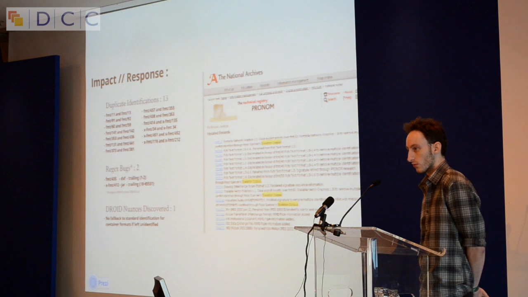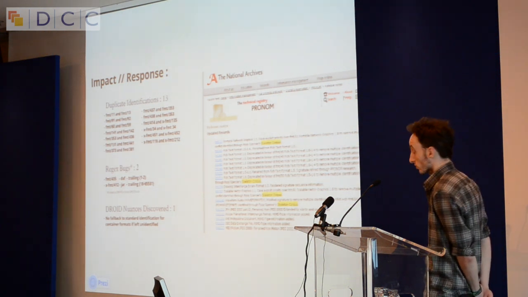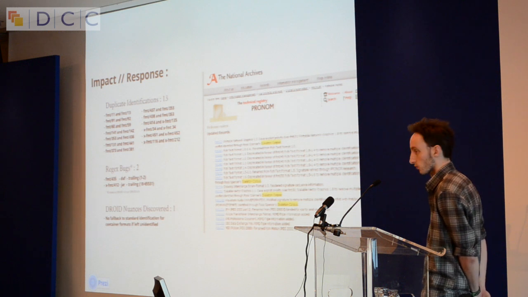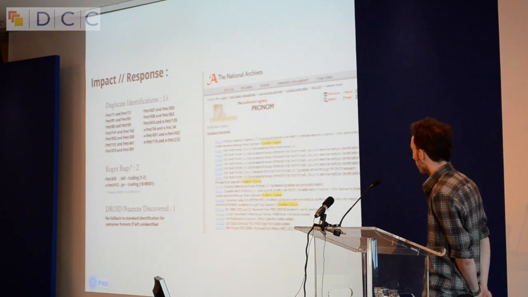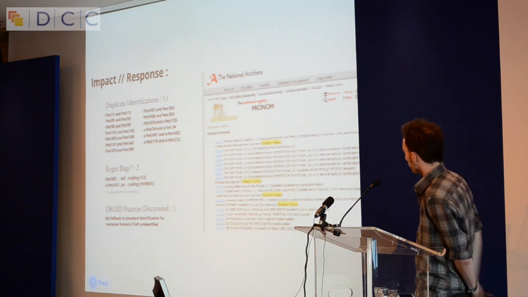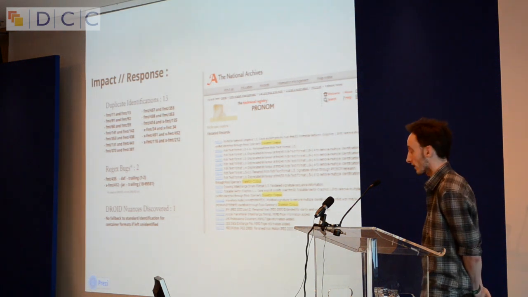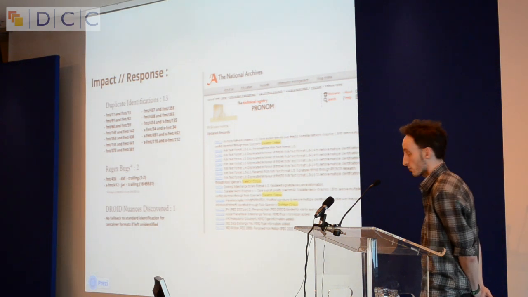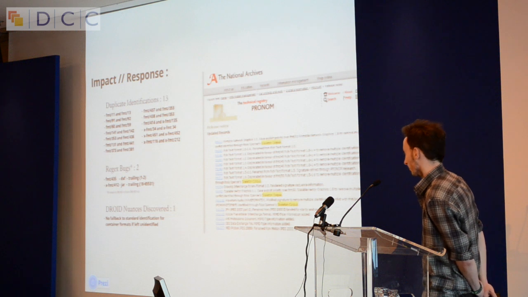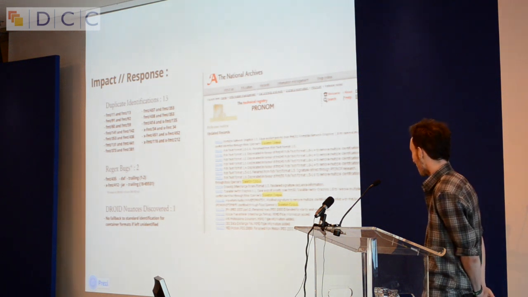From that work, I've created two sample test suites, so basically a single file representing every single format in PRONOM. That work has uncovered these issues in PRONOM: 13 duplicate identifications, 2 regular expression bugs, and 1 DROID nuance.